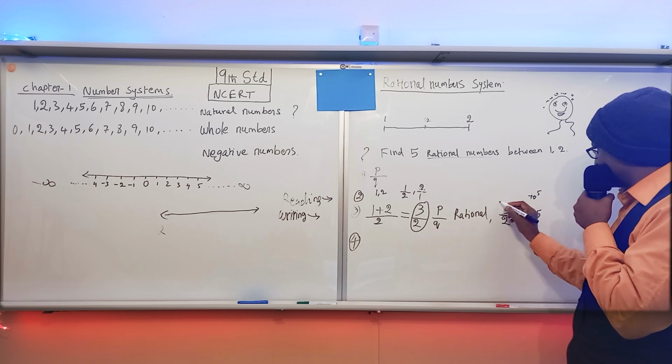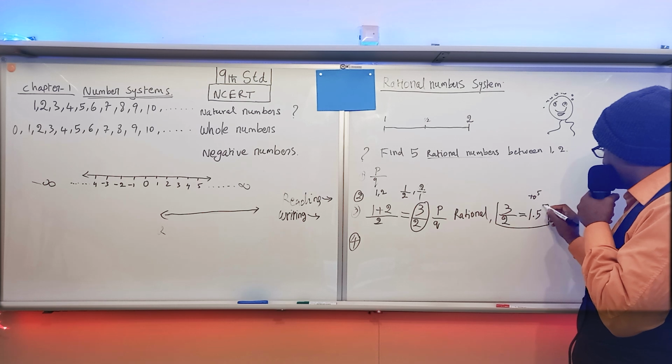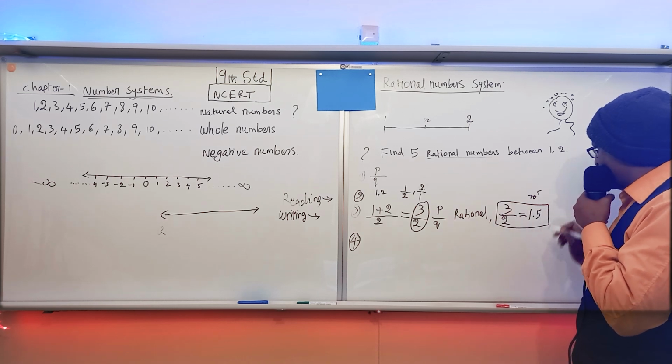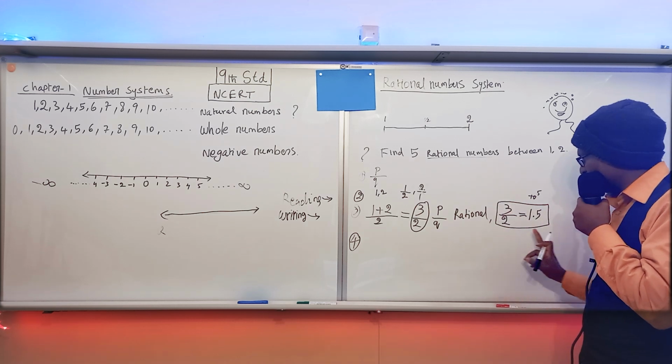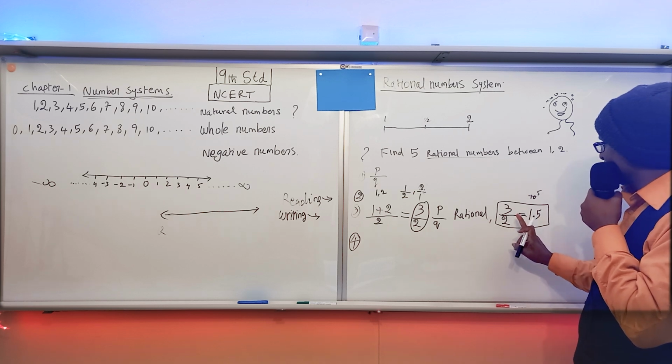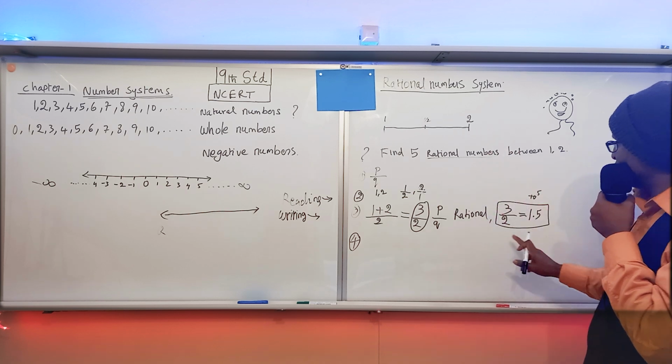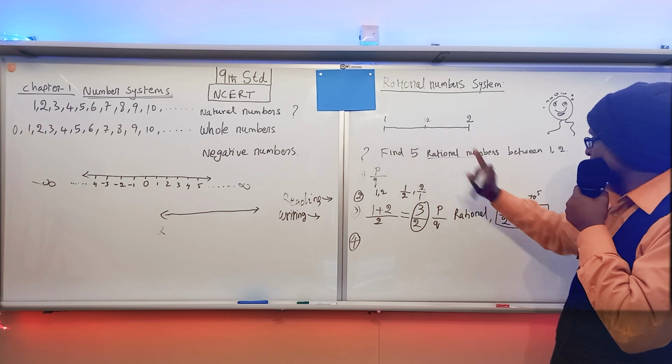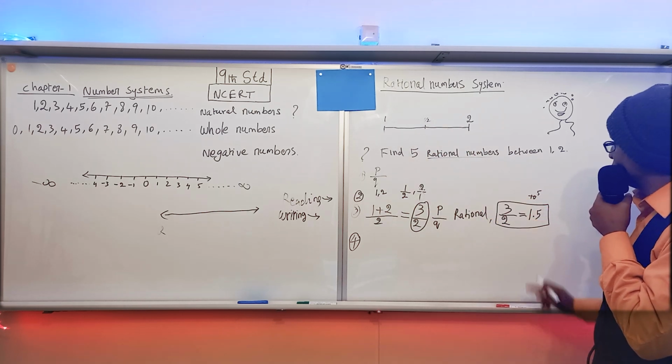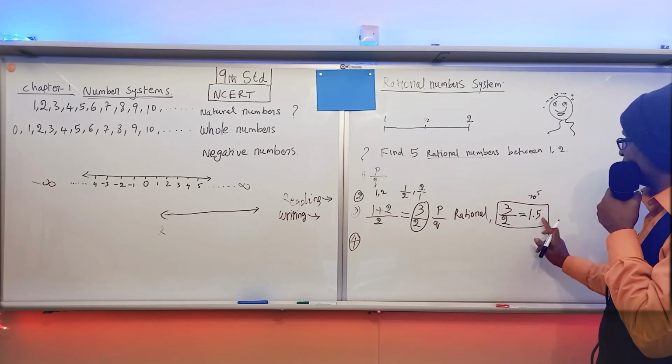So this is another rational number. It's a rational format. This is a decimal format. Now I wanted to point out where it is in this number. You see, 3 by 2 is 1.5.